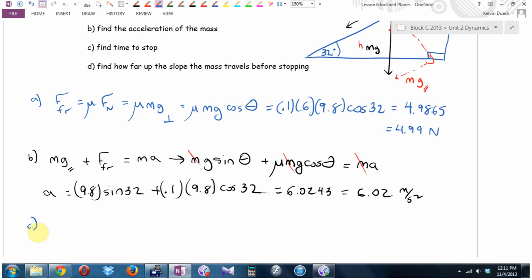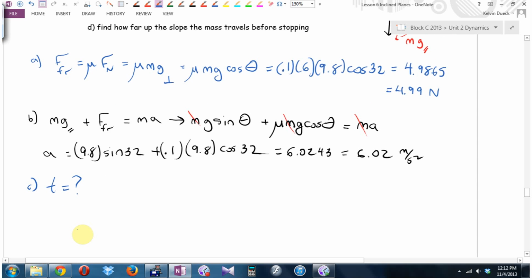T. Okay, now we're back to last unit. We're back to vector land. We're back to where our directions are always the same, as opposed to here, where we sometimes let up be negative and down be positive. So I'm going to write t equals. What's v final? Did they give me v initial? 20? Oh! And what did I just find? What's the acceleration?